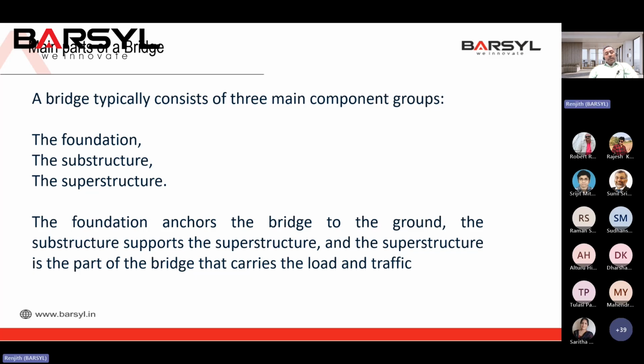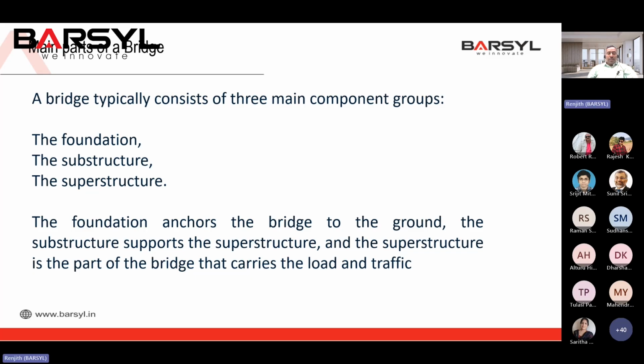And next is above the substructure. Above the pedestal on pier cap and abutment, you might have noticed the pedestal. Above the pedestal, bearings will be there, and on top of the bearings, the superstructure will be placed. The function of the superstructure is to take the load of the vehicle passing on top of it and to take its own weight. That is called the self weight of the structure. So that is the function of a superstructure.